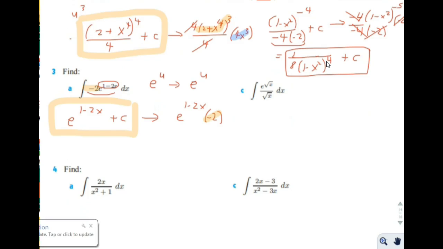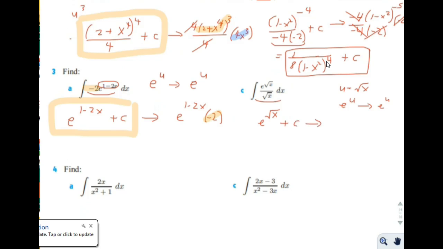Okay, next one. So now we have this messy looking thing. So let's say that the u is square root of x. So u is equal to square root of x. So we're just going to take the integral of e to the u. So the function would be e to the u itself, e to the square root of x. And so now let's take the derivative of it, see how close we are.